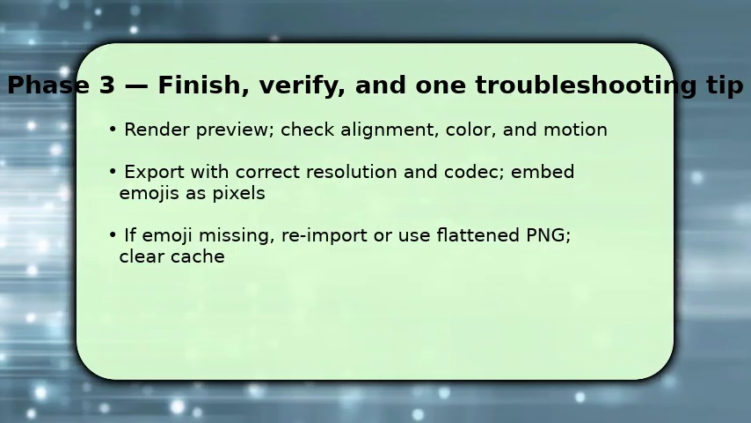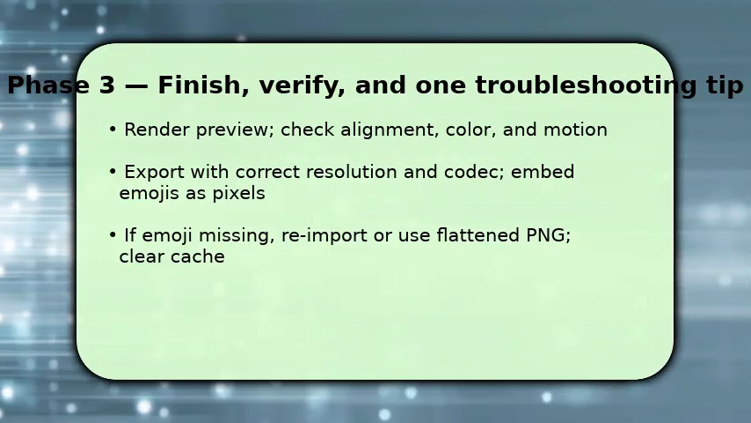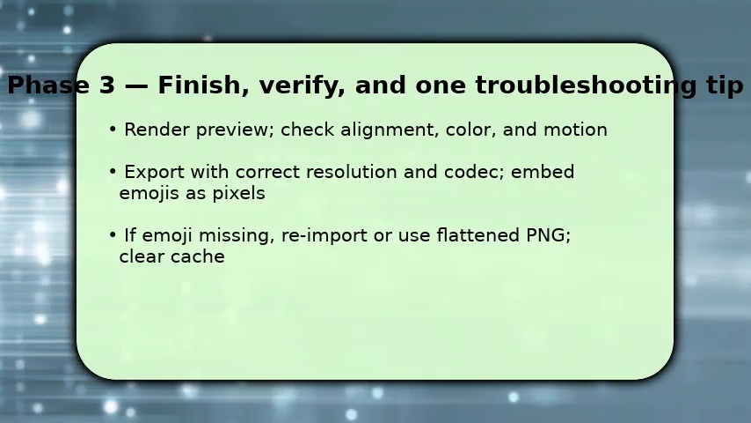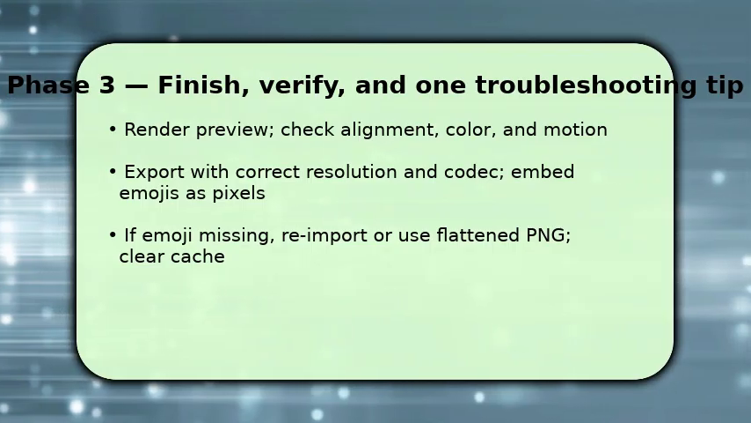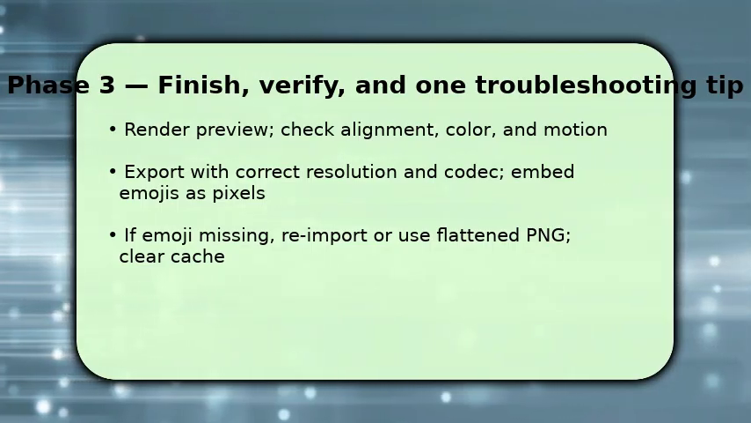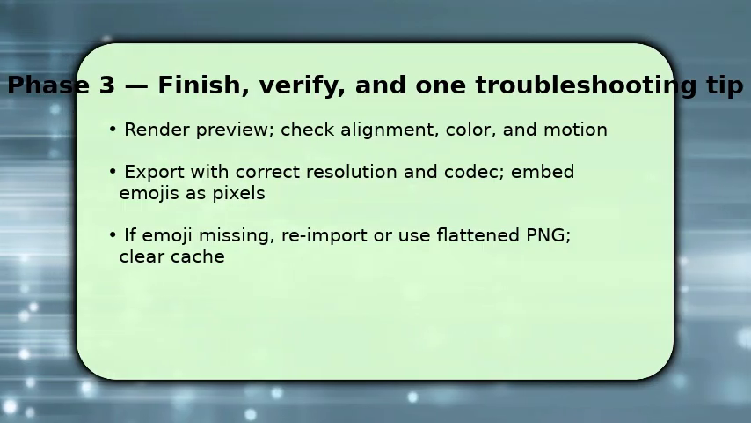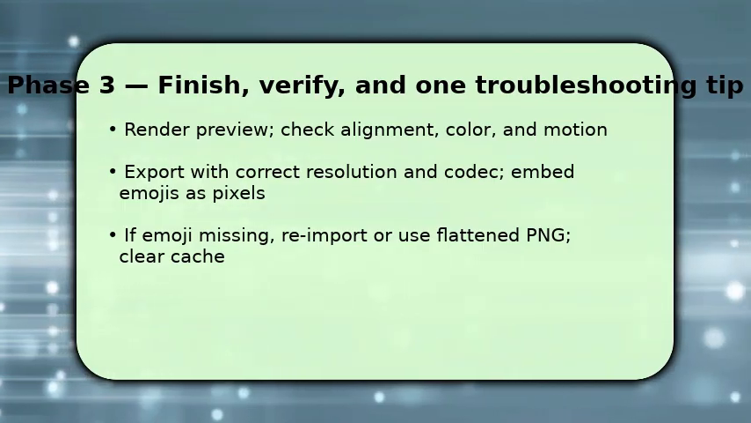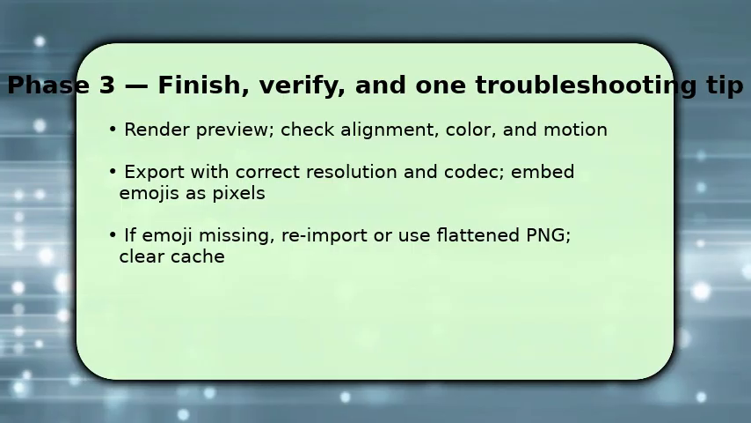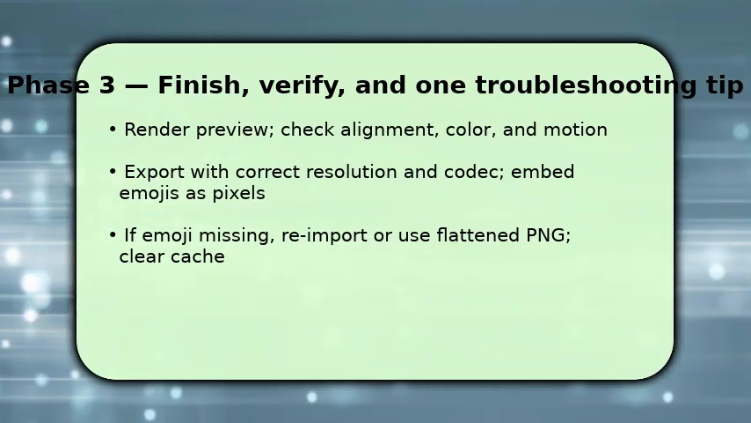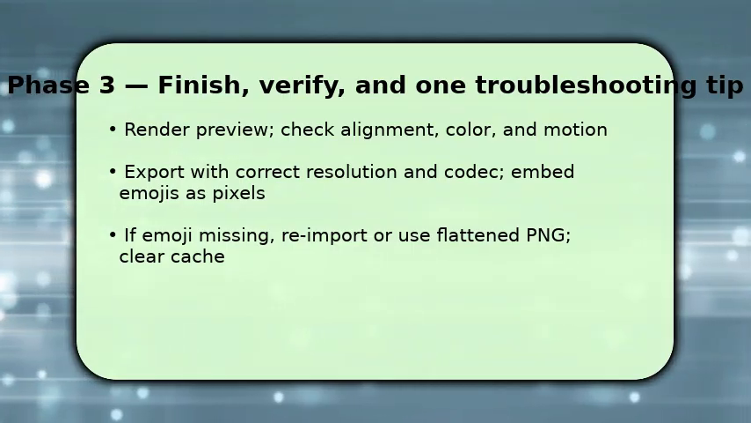When satisfied, export using your chosen resolution and codec, noting that emojis become image pixels in the final file. If an emoji fails to appear, re-import it as a flattened PNG or rasterize the asset, clear CapCut cache and relaunch. Finally, keep source files organized so you can replace.